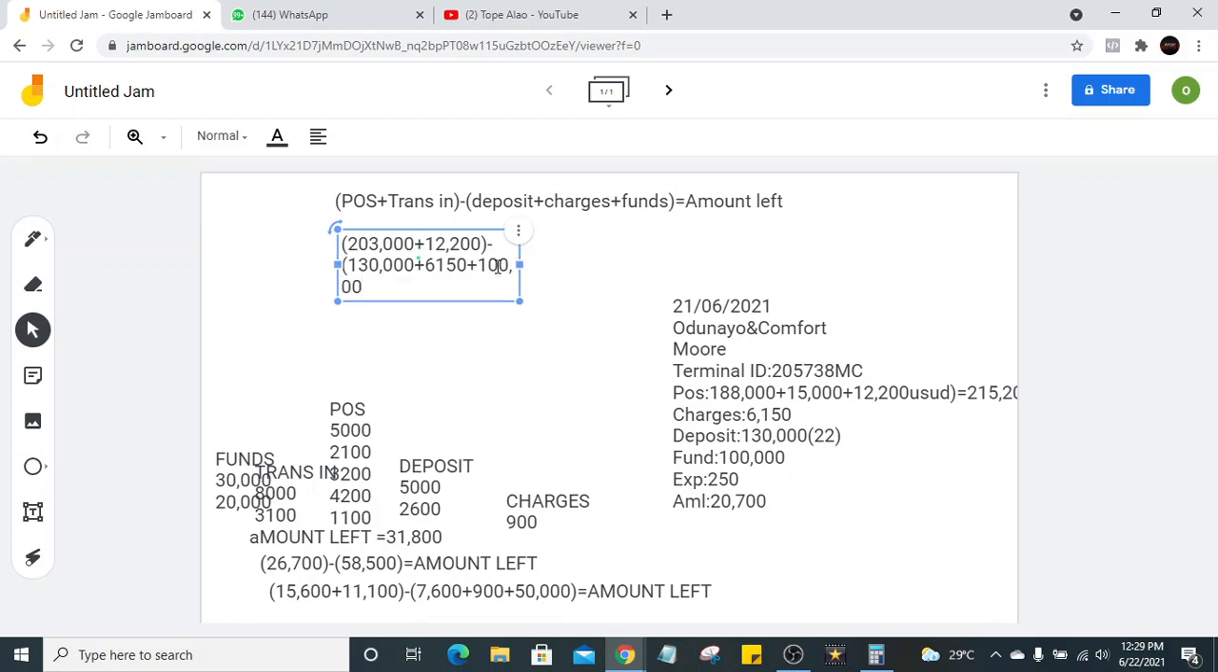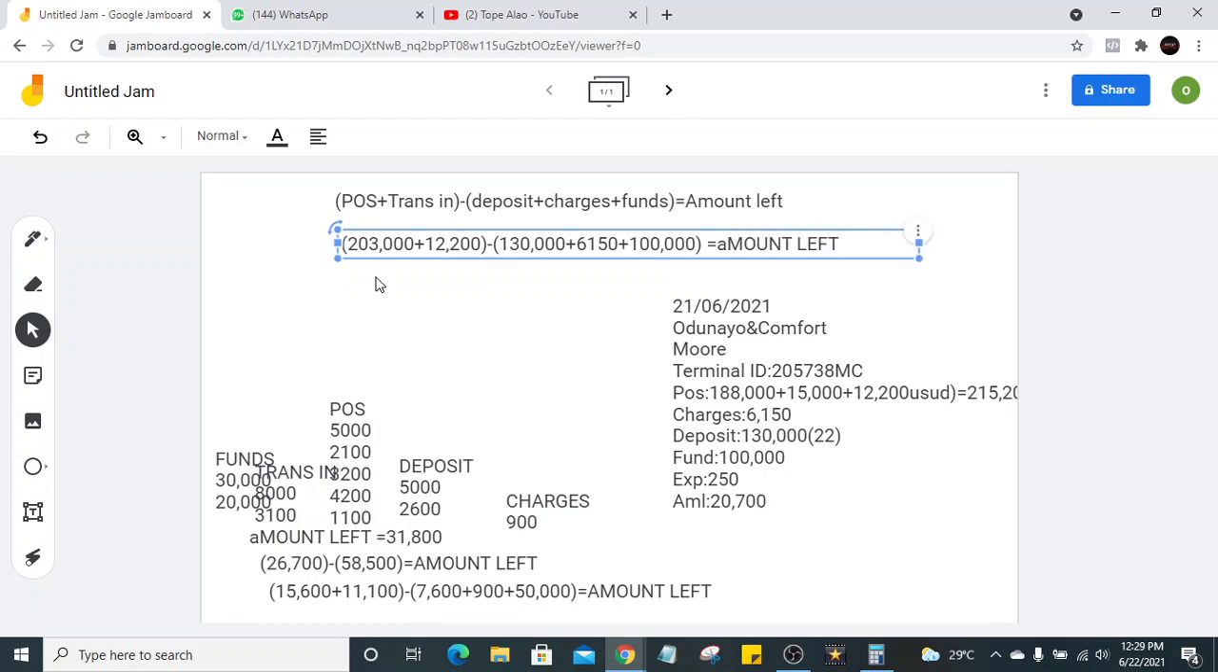So don't be amazed that this value is small. There are a lot of people that do way more than this, depending on your location. You can learn how to get a good location from my online class. Let's just call it amount left again. I don't know why I'm mixing capital letters and small letters, but let's just leave that.